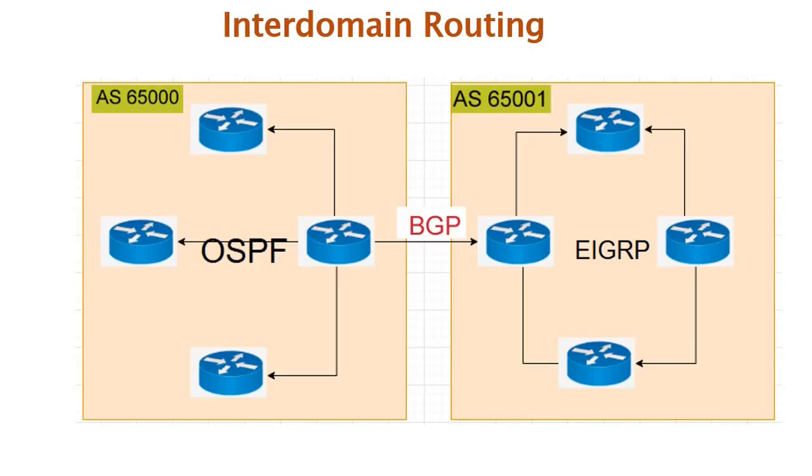On the left side you can see AS65000 that is running on OSPF. So that is an IGP protocol. On the right side you can see AS65001 that is running on EIGRP. These OSPF and EIGRP we will be calling IGP protocols. You can see that between the OSPF and EIGRP, the connection media is BGP. So connecting these two autonomous systems is BGP, that is the exterior gateway protocol.